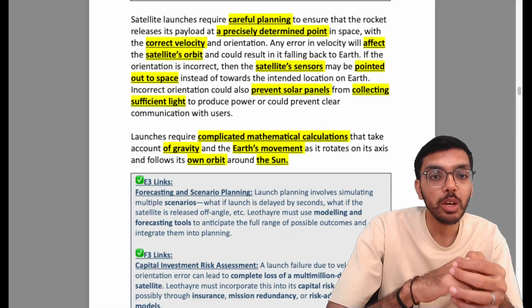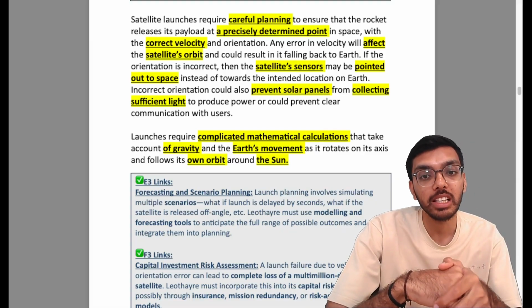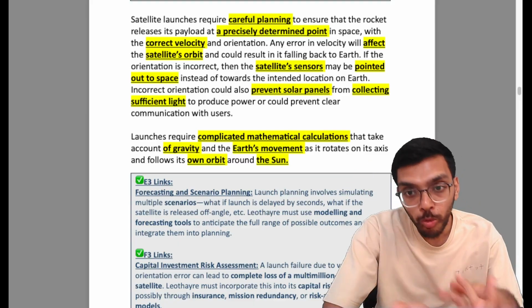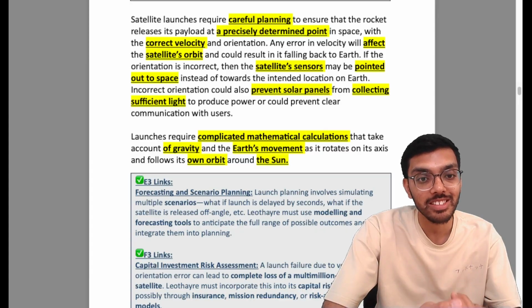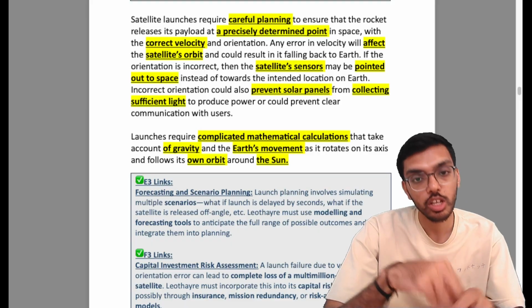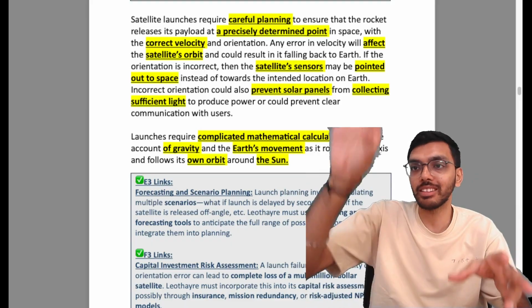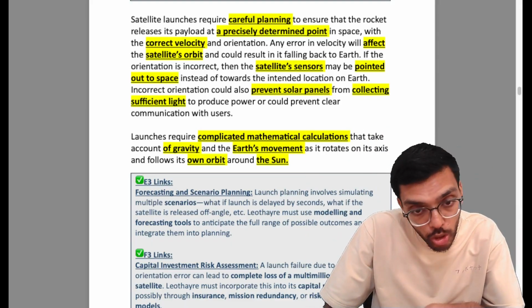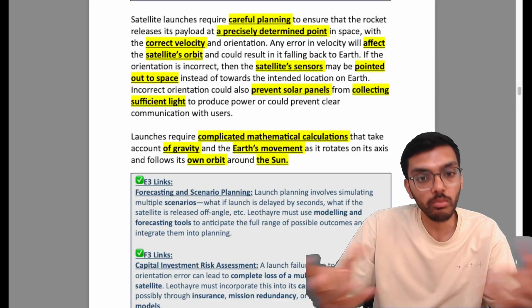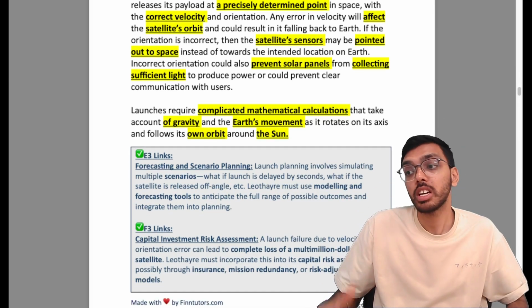So launches require complicated mathematical calculations that take account of gravity, the Earth's movement as it rotates on its axis and follows its own orbit around the sun. So launching is not just putting satellites in and then powering the rocket. A lot of calculations go into the launch as well. So again, forecasting, scenario planning.